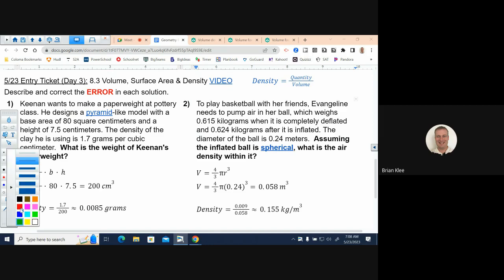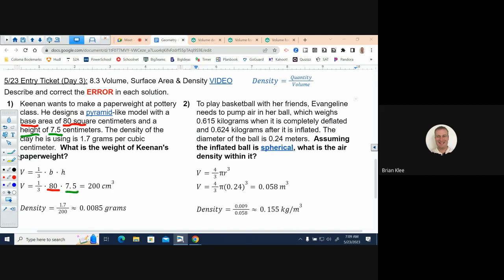So what is the error in each of these problems? What is the mistake in Keenan trying to figure out the weight of his paperweight? First off, make sure the numbers go in where they should. 80 square centimeters is the base area. That is where that's supposed to be. It's substituted in for B. H is height, and we read right here 7.5 centimeters is the height. So that's in the right spot.